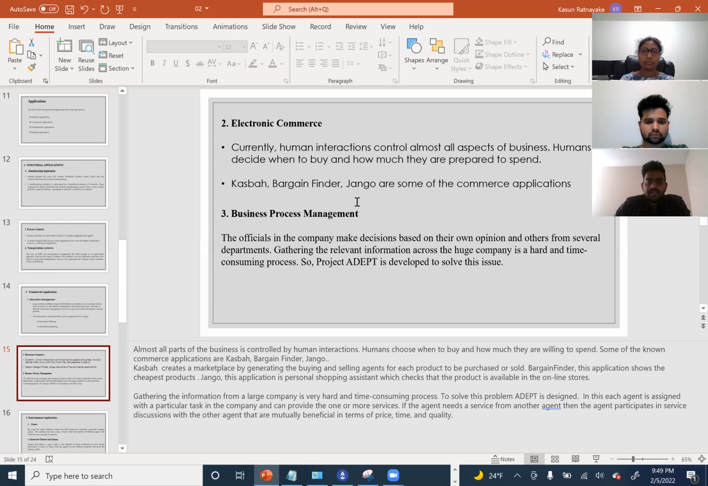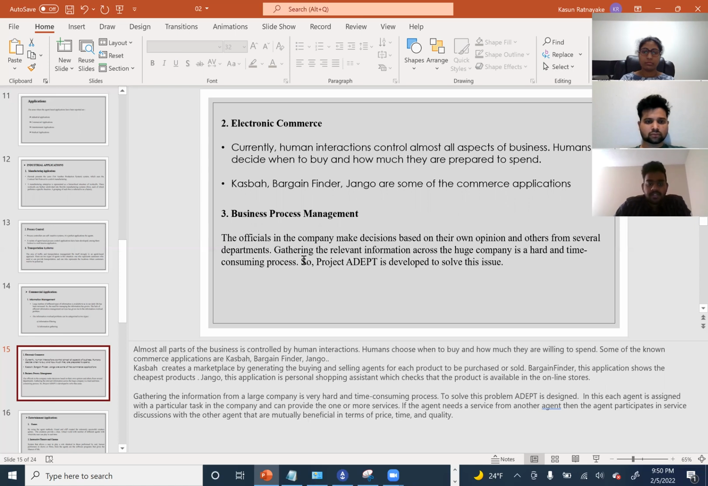And coming to the electronic commerce application, almost all parts of the business are controlled by human interactions. Humans choose when to buy and how much they are willing to spend. Some of the known commerce applications are Kasbah, BargainFinder, Jango. Kasbah creates a marketplace by generating buying and selling agents for each product to be purchased or sold. The BargainFinder application shows the cheapest products, and the Jango application is a personal shopping assistant which checks whether the product is available in the online stores or not.